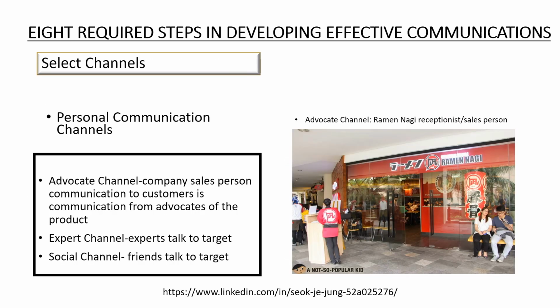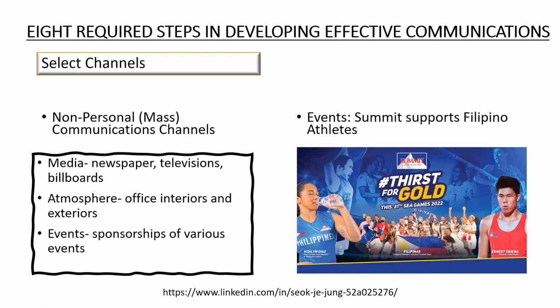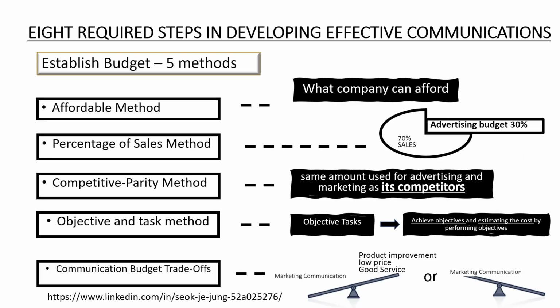Next step is to select channels. Communication channels can be personal or non-personal. Personal communication channels have 3 categories: advocate channels, expert channels, and social channels. Non-personal communication channels include media, atmospheres, and events.